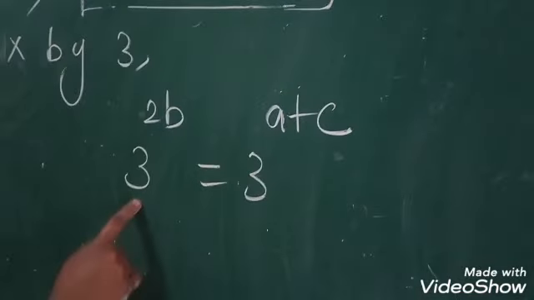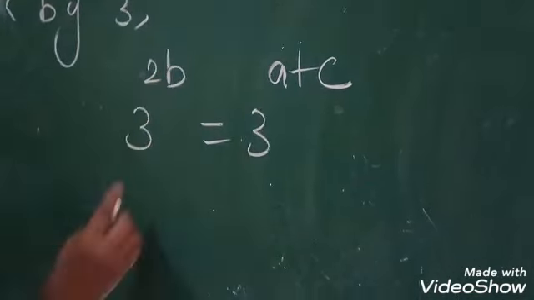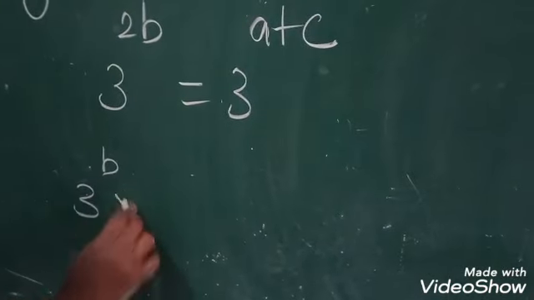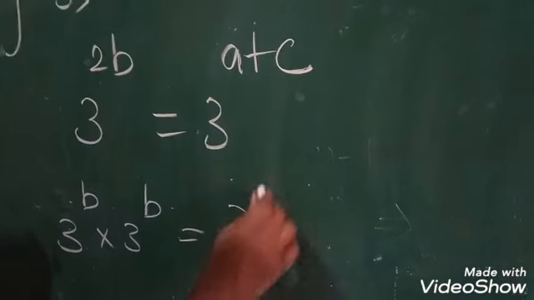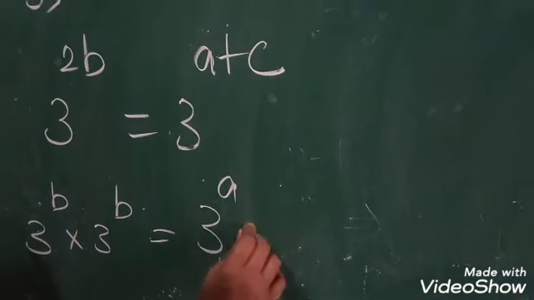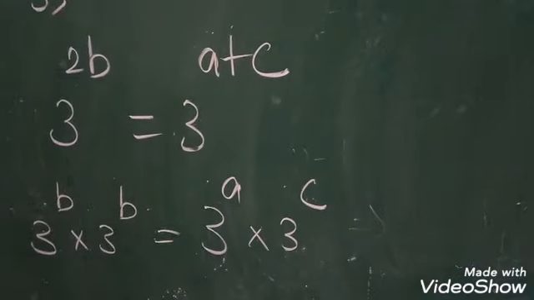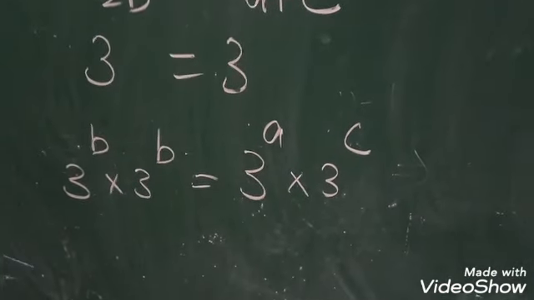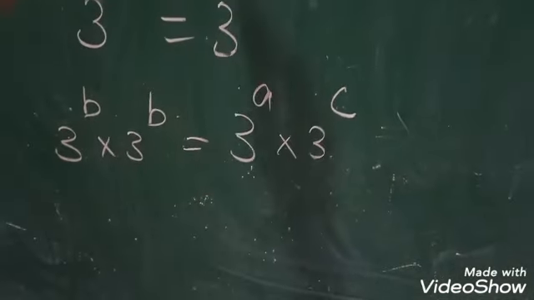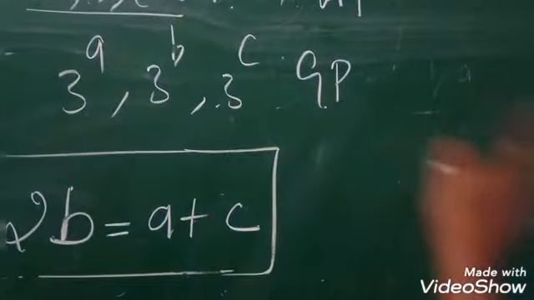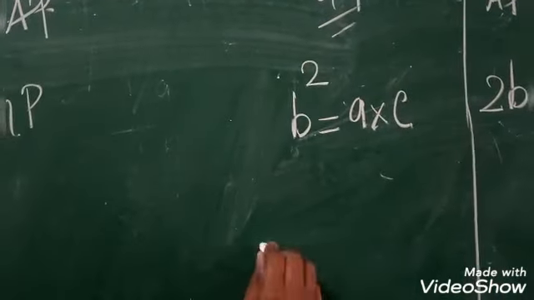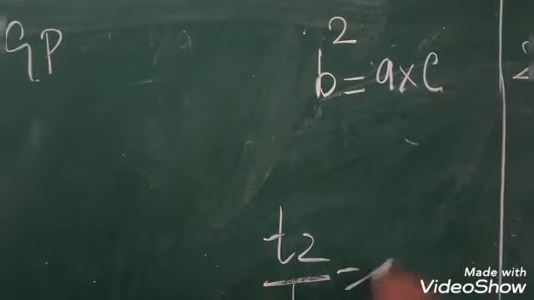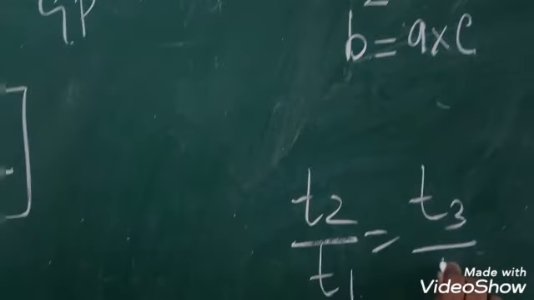Now I am writing 3 power 2b. How do you split 3 power 2b into 3 power b into 3 power b? The power should be split here, and here also the base is equal, so I am splitting it. Now we need to prove GP. GP means the given terms are 3 power A, 3 power B, 3 power C. As I said, we can check the second term divided by the first term, or the third term divided by the second term.